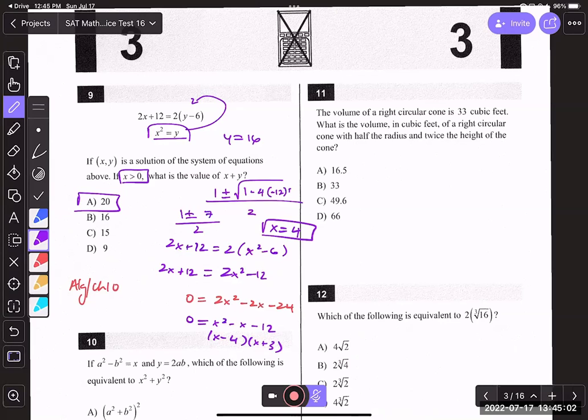Any questions here from anyone? So that is the way that we would solve that problem. And again, we could have gotten x equals 4 here. We were told x is greater than 0. So we know that we need to use the positive value of x here. That's what we can do here. So this is a substitution technique at the very beginning.